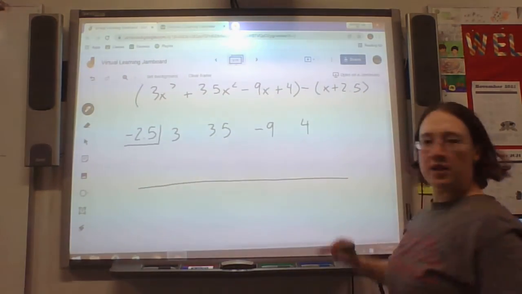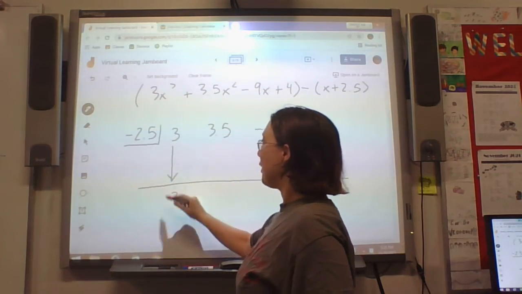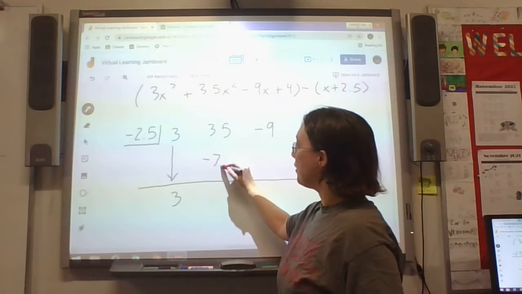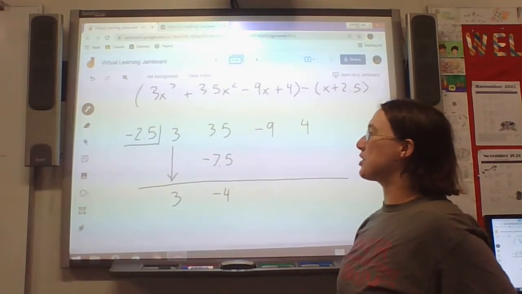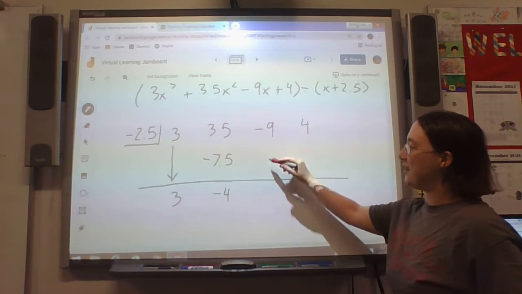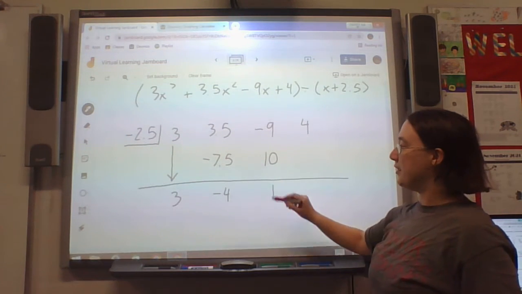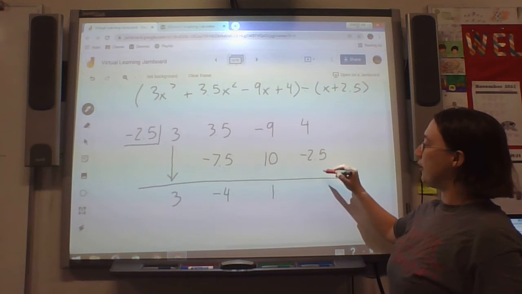Nice thing is, once we're there, it's the same thing we're just doing. So this 3 is coming down. 3 times negative 2.5 is negative 7.5. Plus positive 3.5 is a negative 4. Negative 4 times negative 2.5 is a positive 10. Negative 9 plus a positive 10 is 1. 1 times negative 2.5 is negative 2.5. Plus 4 gets you 1.5.